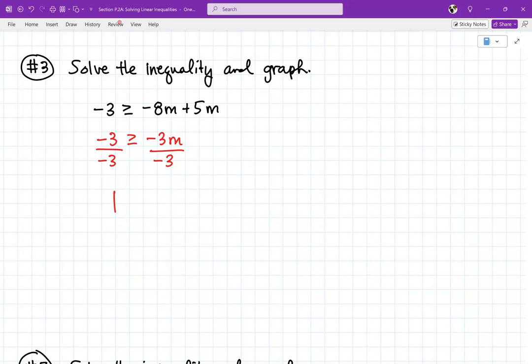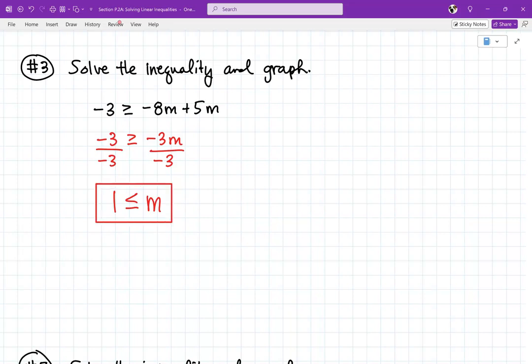But since I divided both sides by a negative number, that arrow, which is pointing to the right here, the one I'm circling, is going to now switch direction. And then I'm going to write the variable that's left over, and this is my answer.